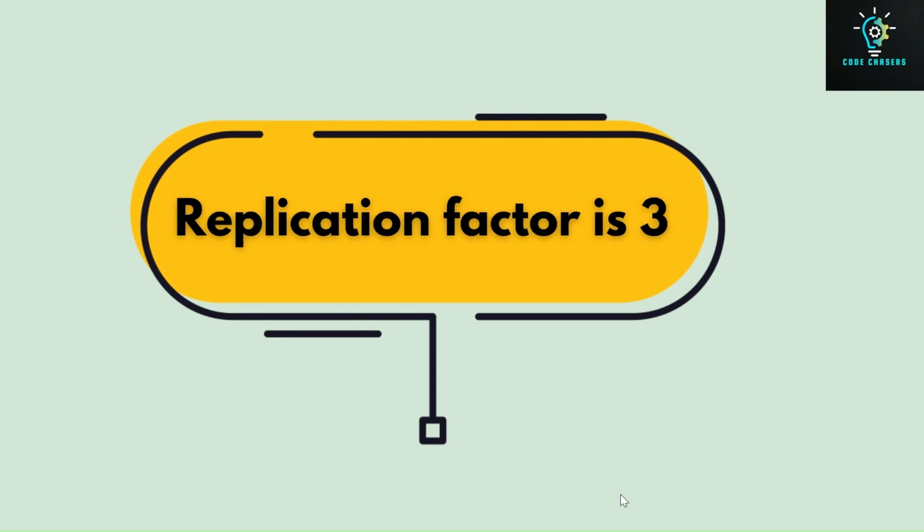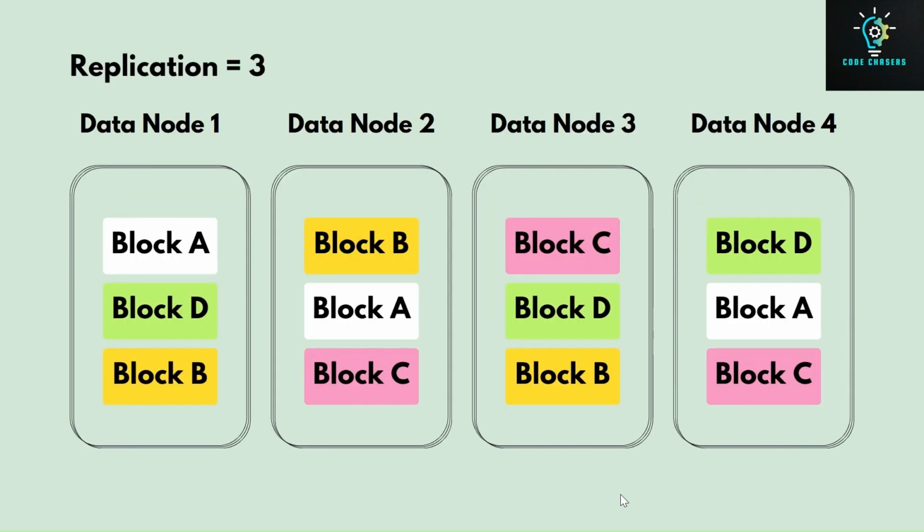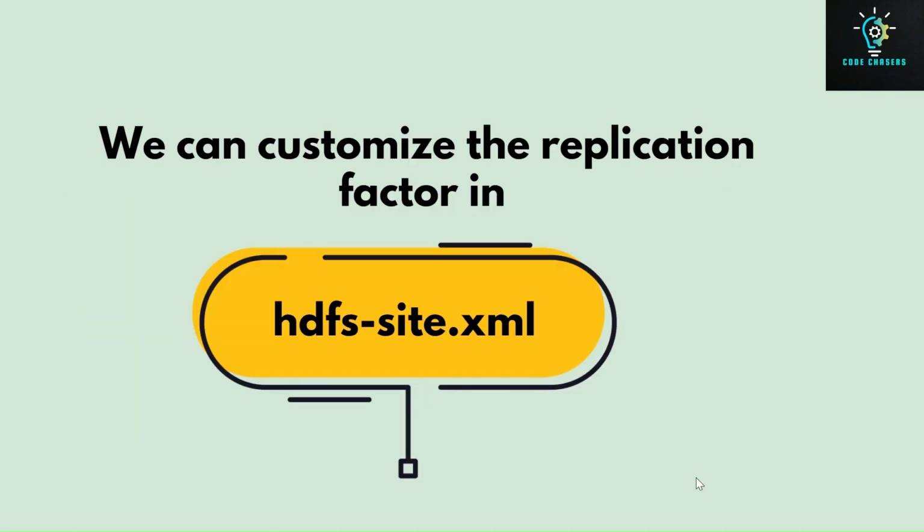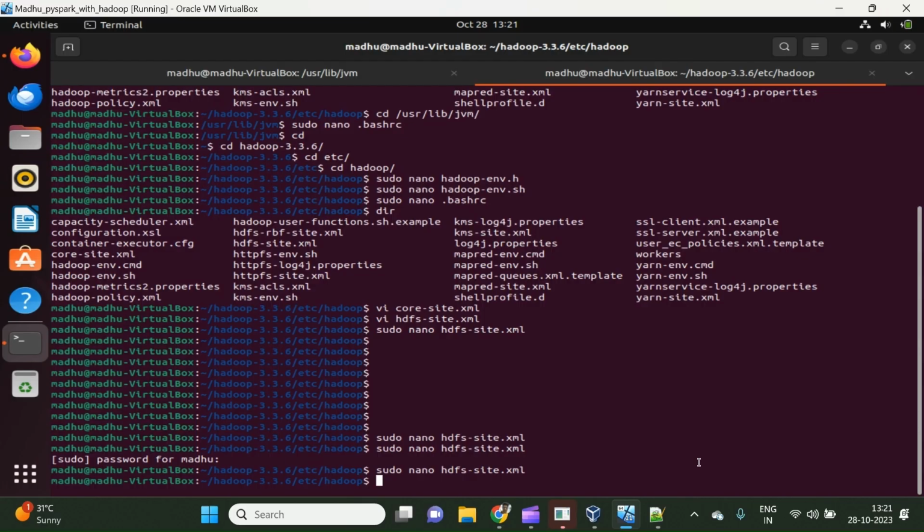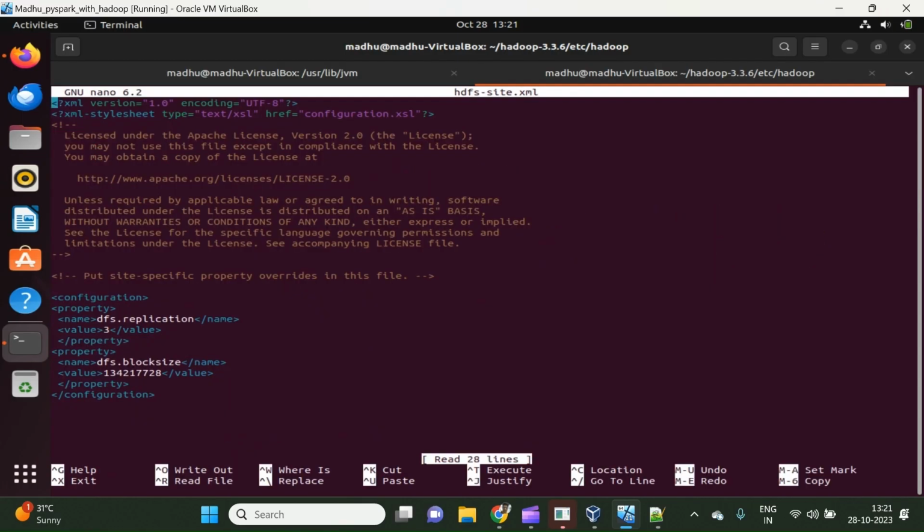Coming back to our topic, Hadoop has a replication factor of 3. That means there will be in total 3 replicas for each block present in the data nodes. We can customize the replication factor in hdfs-site.xml. If we look at hdfs-site.xml, we can see dfs.replication here, and the default value is 3, which indicates the number of replicas.